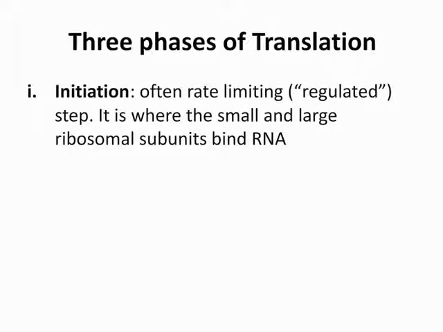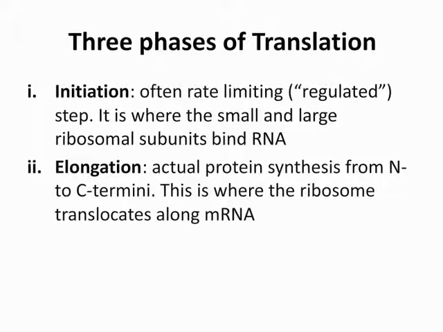So this is Learning Objective 5, describing the 3 phases of translation. We have initiation, elongation, and termination. Pay attention to this slide, it's very important. Initiation is often called the rate-limiting step. So this needs to occur first, otherwise elongation and termination can't occur at all. Initiation also involves the small and large ribosomal units.